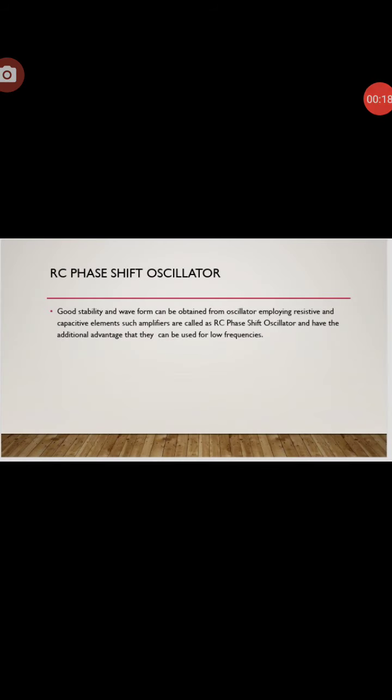Today, I am going to teach about the RC phase shift oscillator. So, before going to this topic, I will give some definitions of the terms that are used in the oscillator. Here, transistor and amplifier. An amplifier is an electronic device which gives output as an amplified form of input.